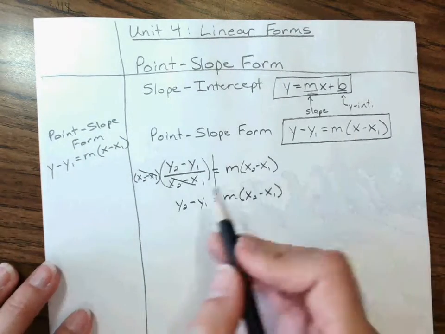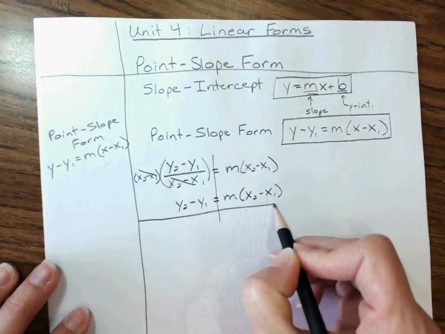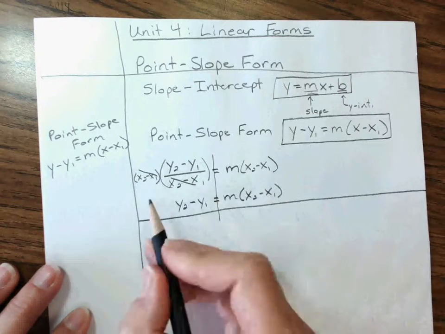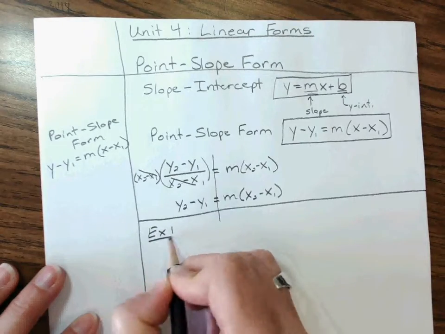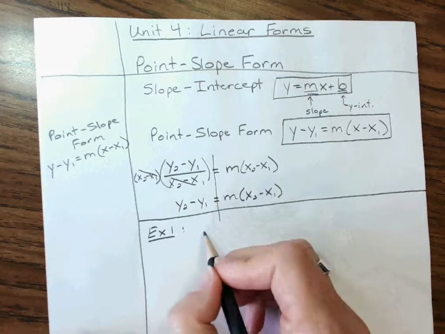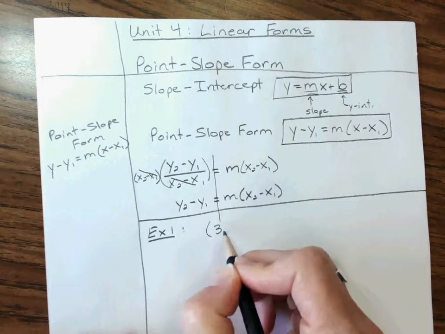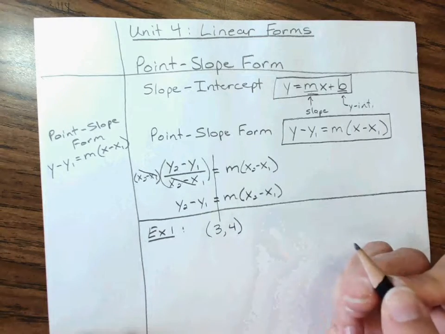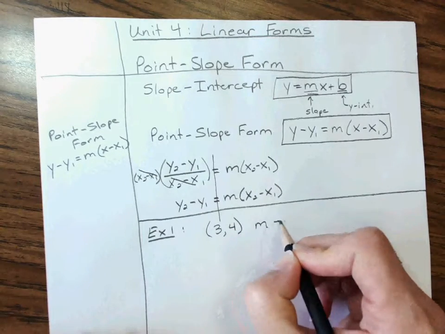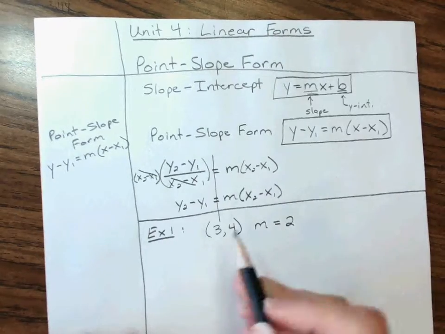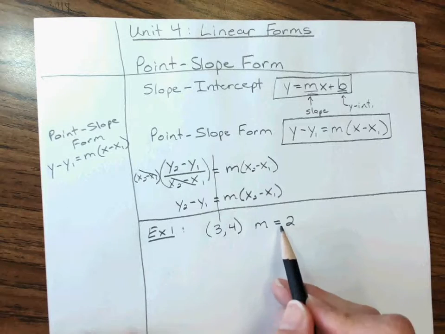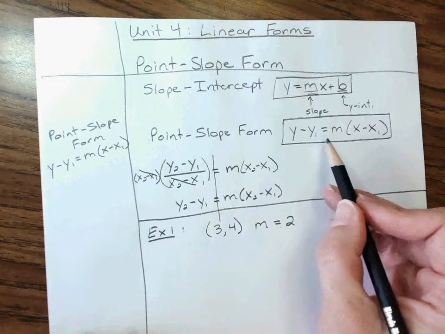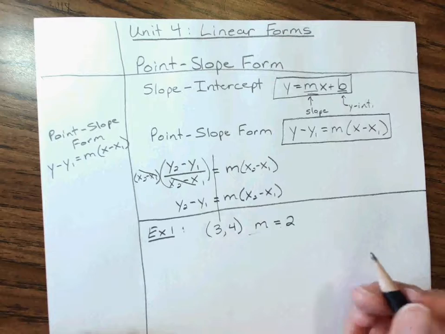Okay, so that is point-slope. So let's just draw a little line right here. And we're going to do some example problems so I can show you how to use this. So example 1, I'm going to give you a point. This point is (3, 4), and I'm going to give you a slope of 2. Okay, so sometimes you're going to be given a point and a slope. If you're given a point and a slope, hopefully it makes sense that you would use point-slope form. Okay, so look at what you're given and that tells you.